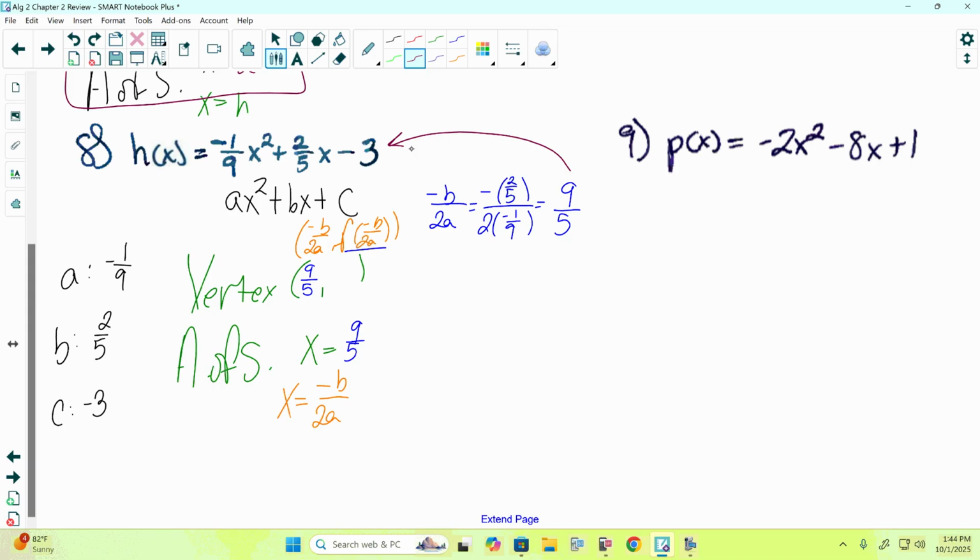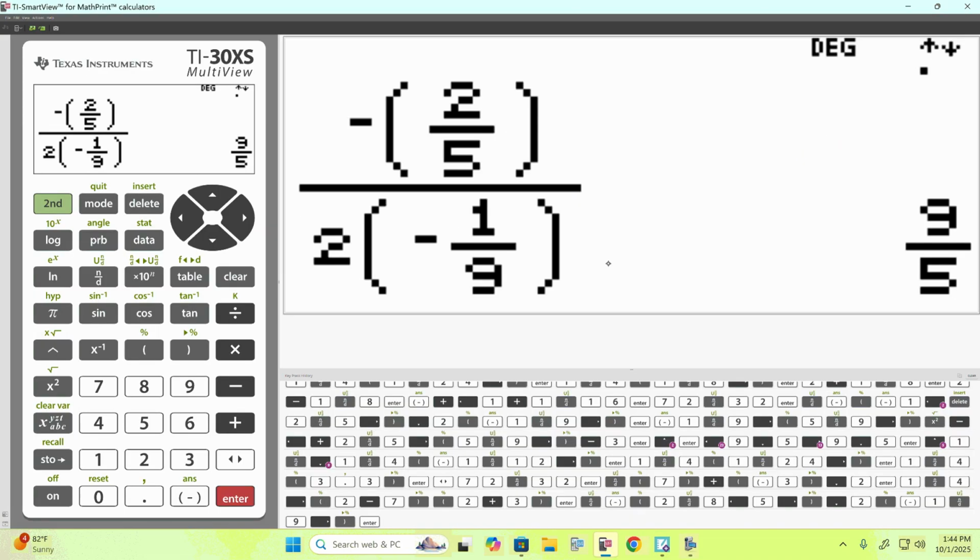So we're replacing every x in the equation with 9/5, which will tell us that we have -1/9 times (9/5) squared plus 2/5 times 9/5 minus 3. All we've done is take the value of -b over 2a and stick it back in the function. At this point, I would not do this by hand. I would just stick this in the calculator as we have it written and let it do it for you.